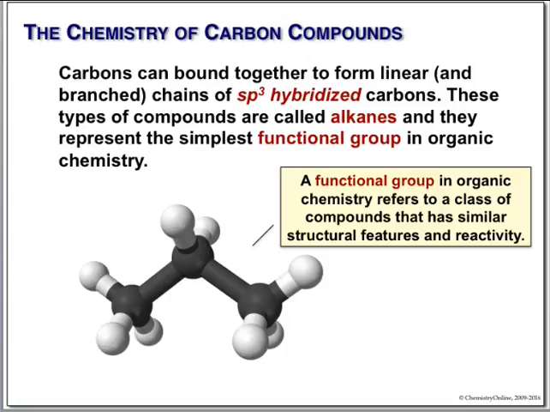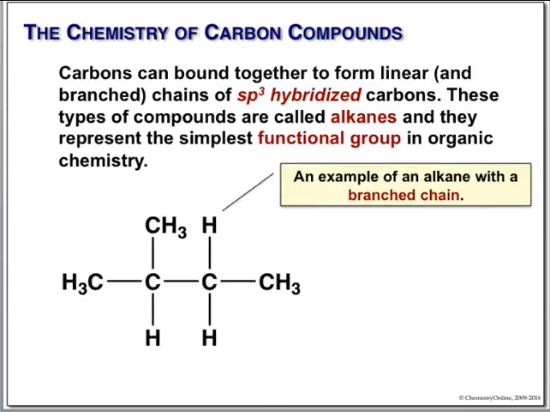We can also have an alkane, something like this. Here's our 4-carbon main chain, that's called the parent. And here we've stuck a 1-carbon chain off to the side. This is a branched chain alkane.